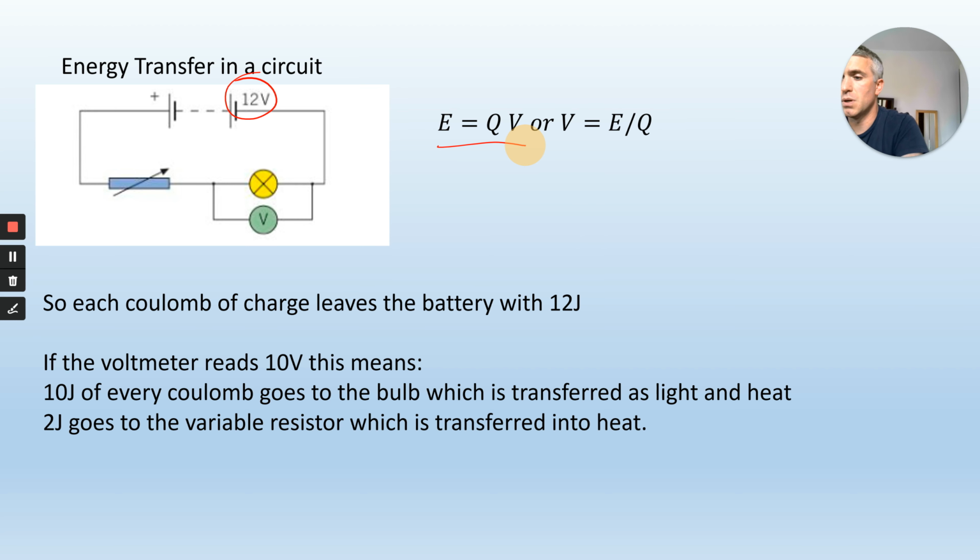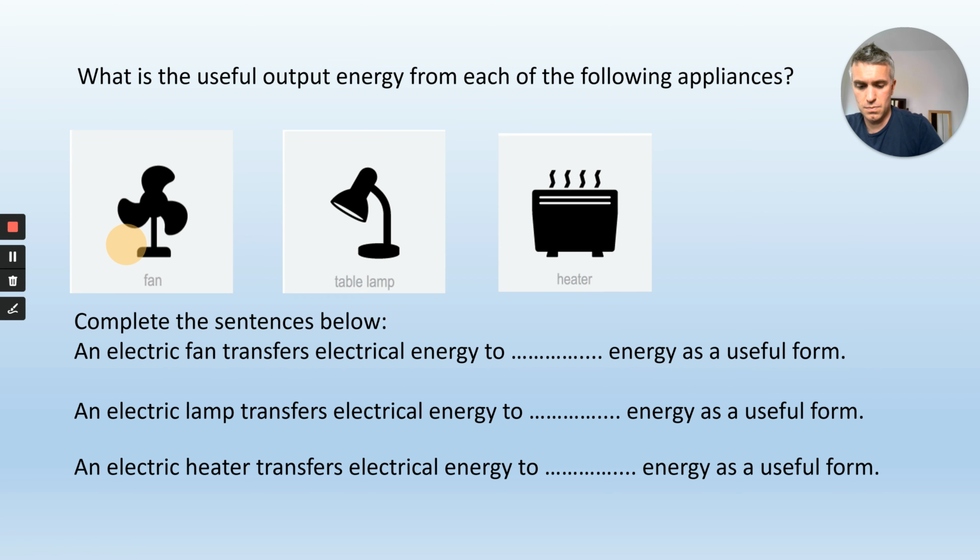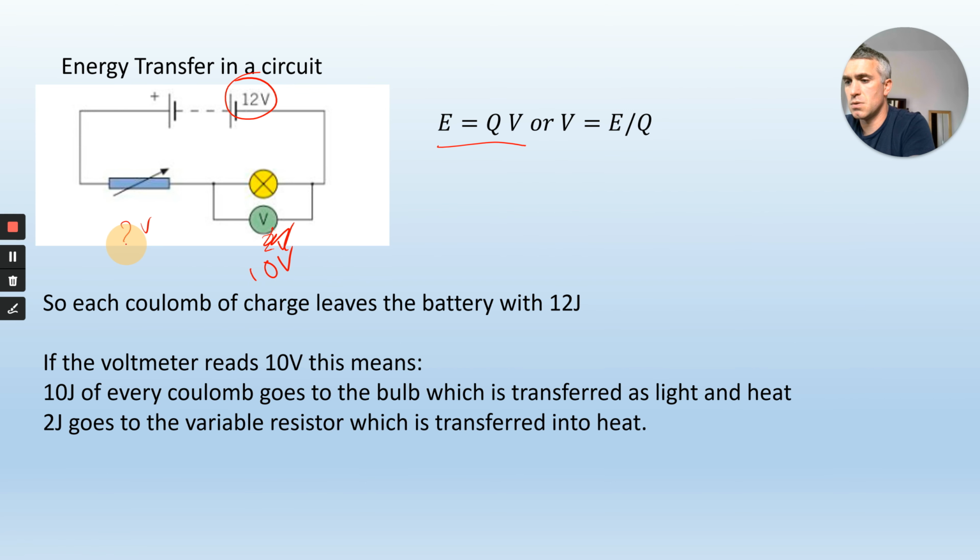And we know, I gave you that equation earlier. So, for example, if this reads 2 volts, oh no, it says 10, sorry. This says 10 volts. How much is going through the potential difference? How much is going through the other one? 2 volts. Excellent. So 2 volts is equal to E over Q. Well, for every coulomb, 2 volts means you get 2 joules.